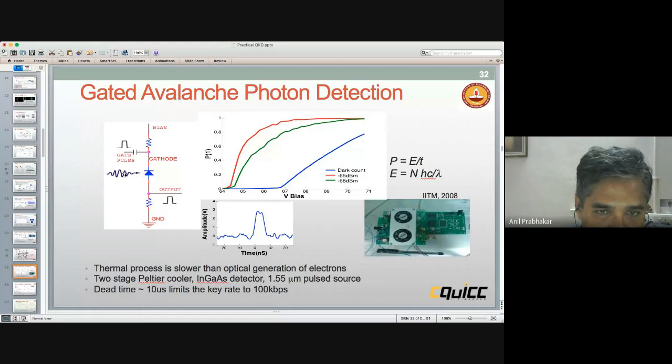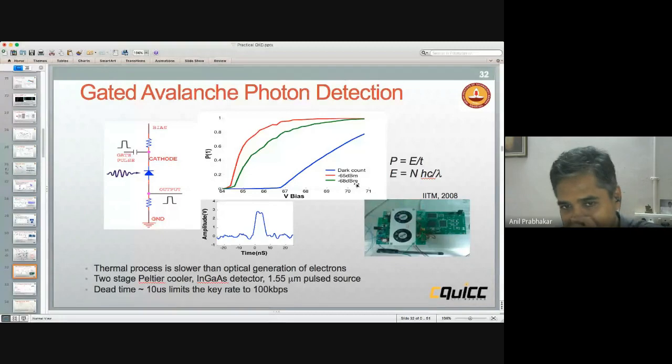If there is no photon, you get this blue curve. If there is a photon, you will get this green curve. If there are more than one photons, then you will get this red curve. So as you start increasing the power, 65 and 68 dBm would correspond to 2 and 1 photon on an average. The single photon would give you this green curve, and the multiple photons would give you this red curve.